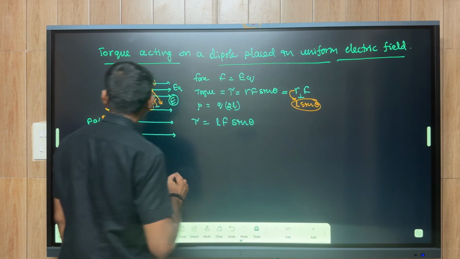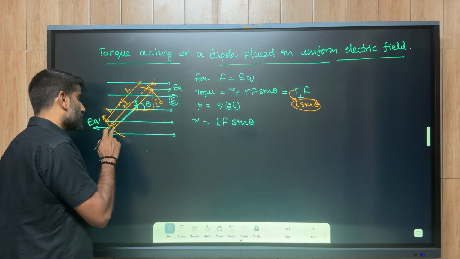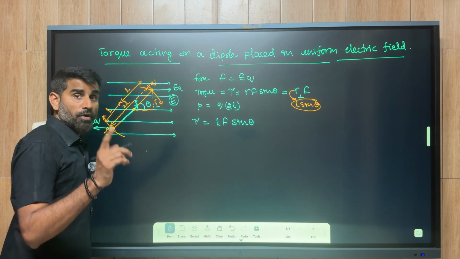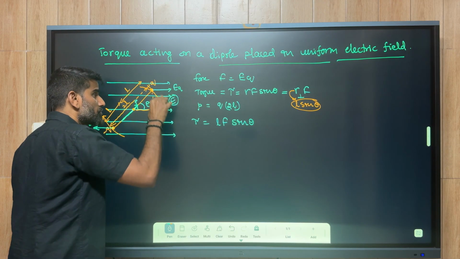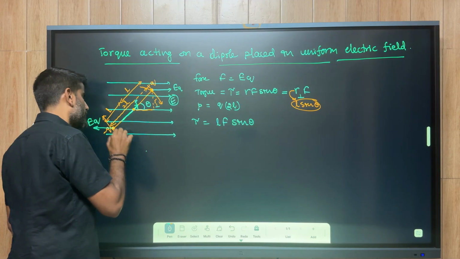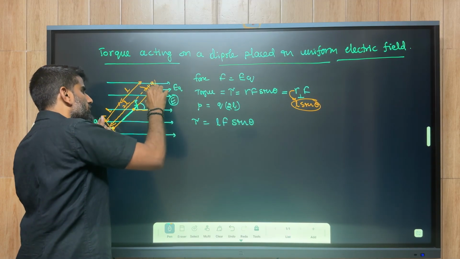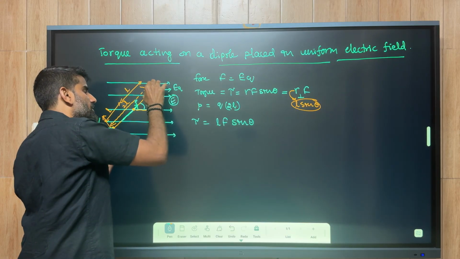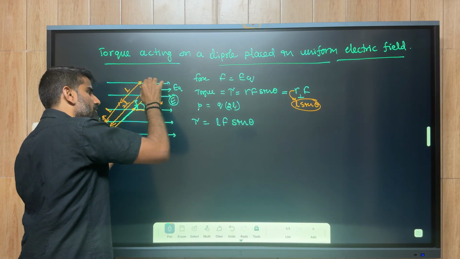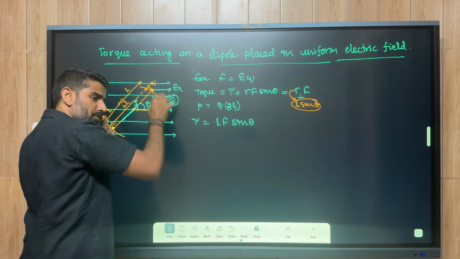Now we have another force which is also causing the torque. When you look at the torque due to the force on the positive charge and the force on the negative charge, both the forces are trying to rotate this dipole in the same direction, that is clockwise.